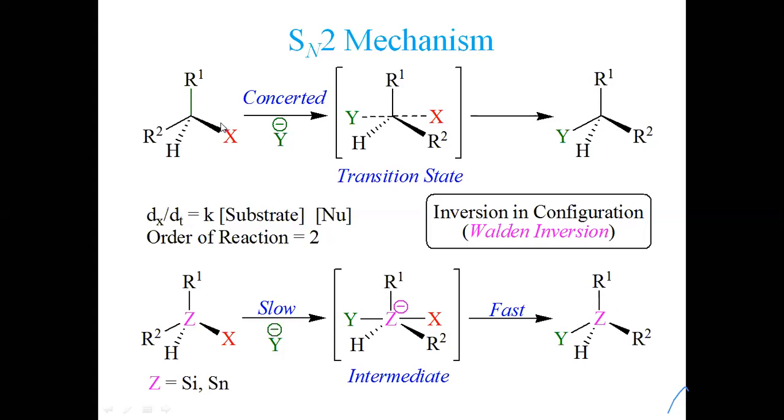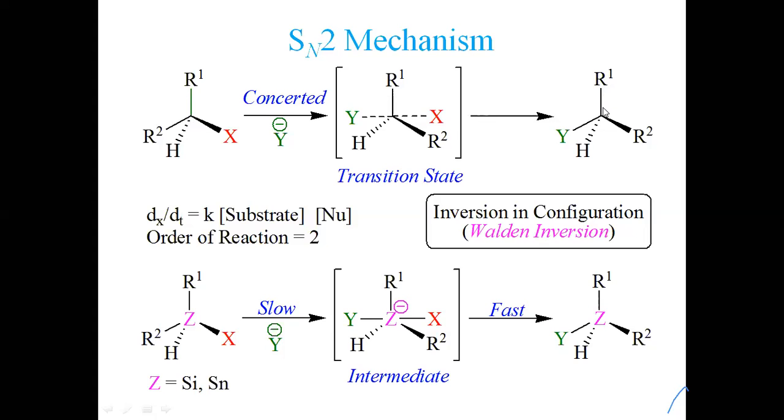Keep in mind it is not the optical rotation we are talking about at the moment. We are not talking about inversion in optical sign. We are talking about inversion in configuration. What does it mean? Look at the difference. See, R1 and hydrogen. R1 is along the plane. Hydrogen is behind the plane.